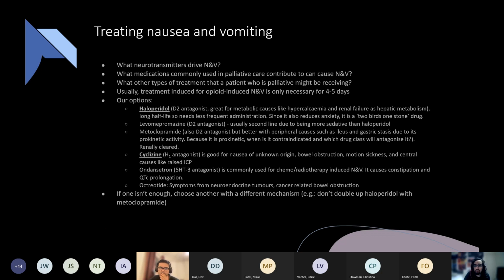Right, nausea and vomiting. So what neurotransmitters are involved in nausea and vomiting? And I will save you some time and say practically all of them. Dopamine, serotonin, acetylcholine, histamine, opioids. This is why a lot of the antiemetics have.